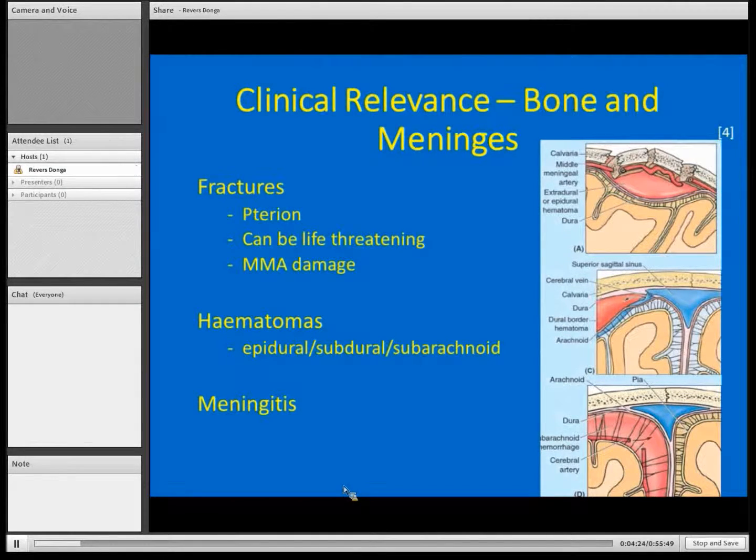So now the deeper layers, the bone and the meninges. With regards to that, the first thing to talk about is the fractures of the bone. There's one in particular that's very relevant, and that's the fracture of the pterion, which is on the side of the head. It's a meeting point of a few different bones.